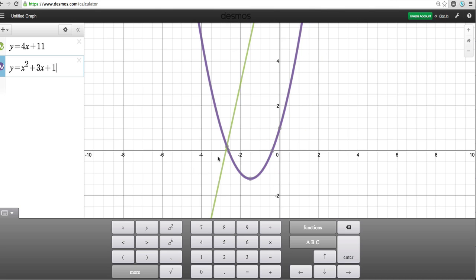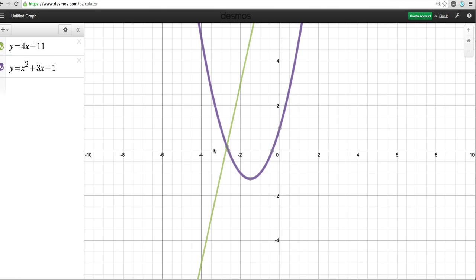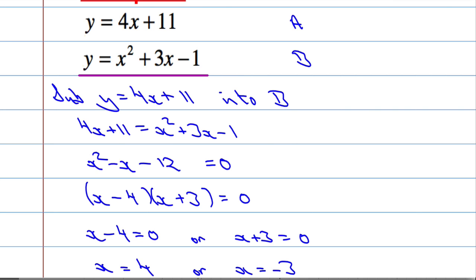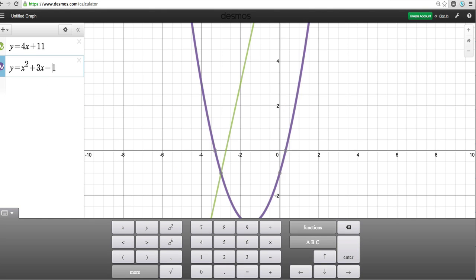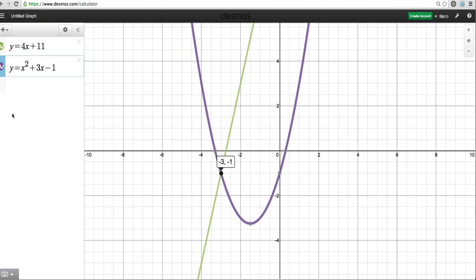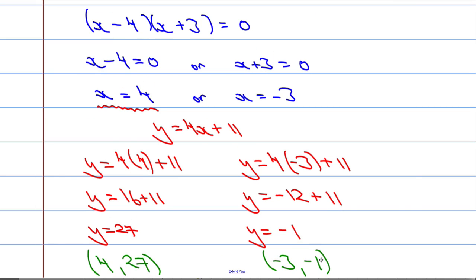And I'm hoping that... have I done that right? x squared plus 3x minus 1. Minus 1. I thought that was a funny looking answer. So one of the solutions is here. Negative 3, negative 1. Did we have that? Absolutely. Negative 3, negative 1.